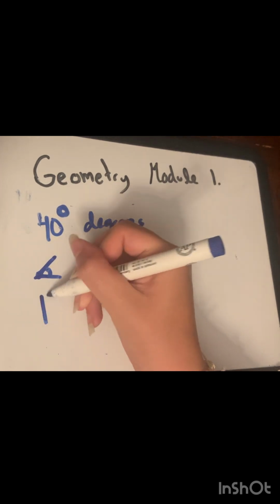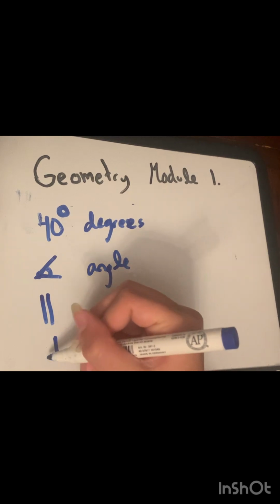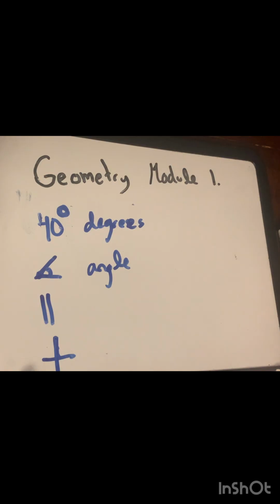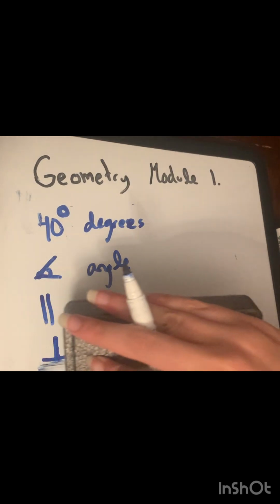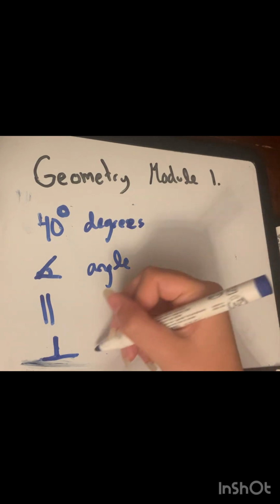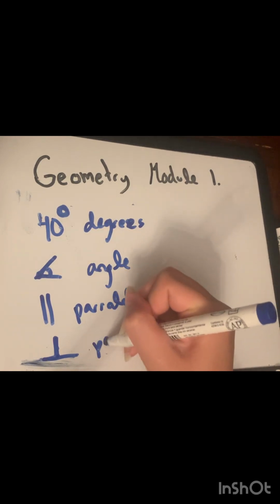Parallel lines are two lines that are right next to each other but don't ever touch. Perpendicular lines are two lines that touch, like this. See, that's why they just cut it in half so it looks easier. So this is the new one. This is the symbol. Parallel, perpendicular.